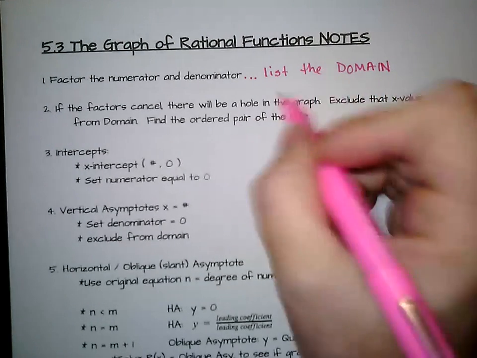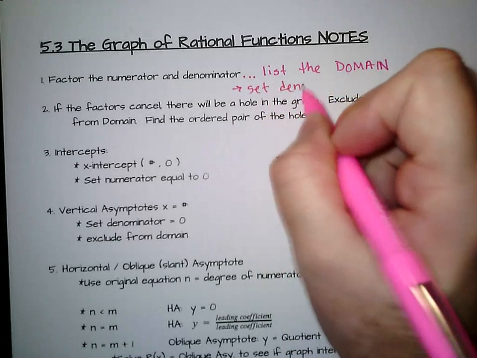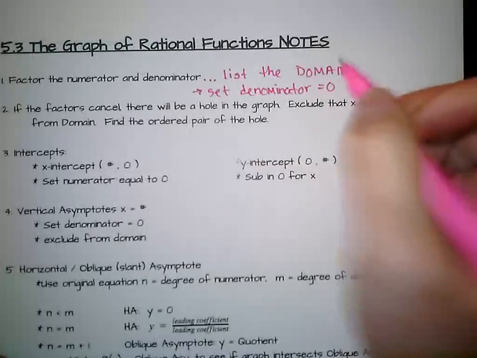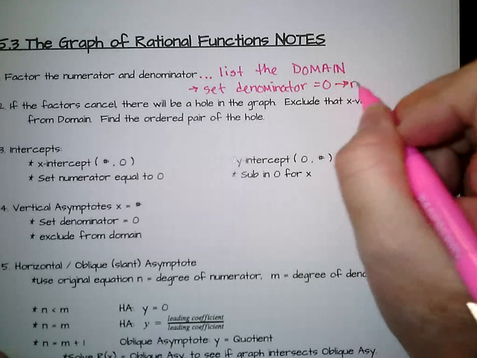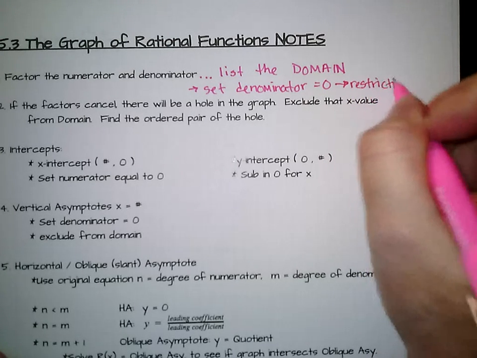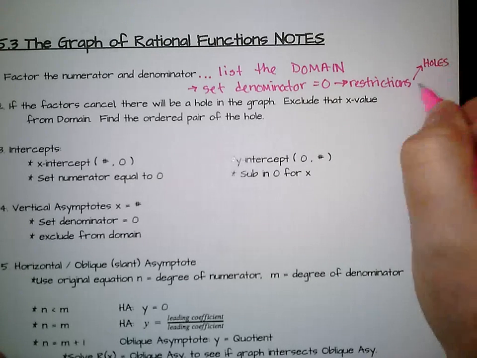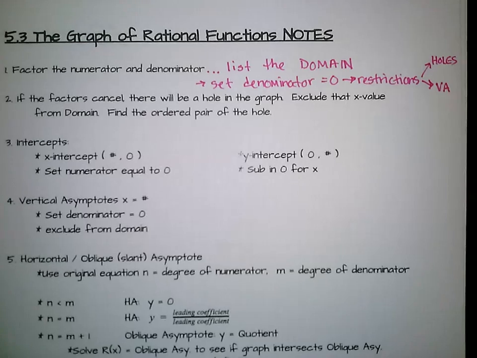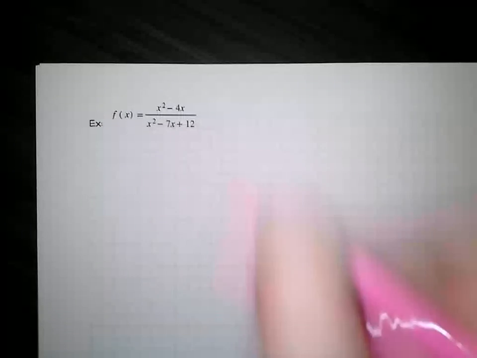And the way that we list the domain is we set the denominator equal to 0, and that's going to give us restrictions. Those restrictions might be holes or vertical asymptotes. And we'll see how to tell the difference here in a moment. So let's flip to the next page and start looking at this function right here.